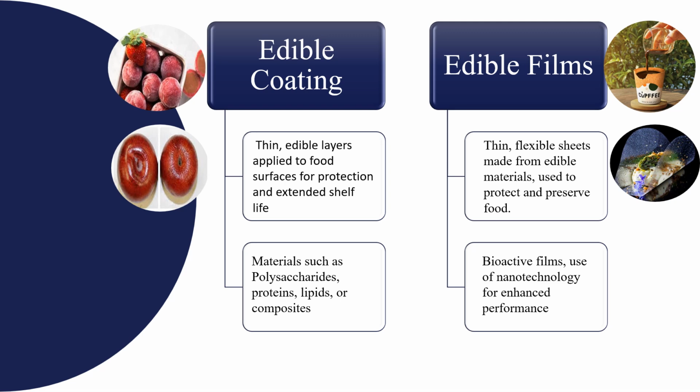In edible coatings, materials such as polysaccharides, proteins, lipids, or composites are used. In edible films, bioactive films using nanotechnology for enhanced performance are used. Edible coating is primarily used to reduce moisture loss, protect against environmental factors, and sometimes add flavor or nutrients. And edible films serve as a packaging material, providing a barrier to moisture, oxygen, and light while being a part of the food item.